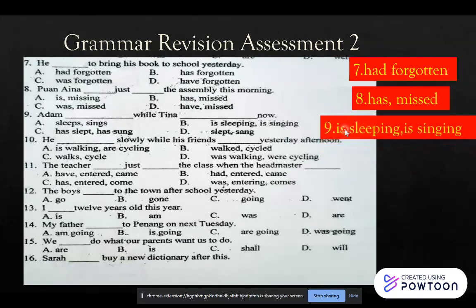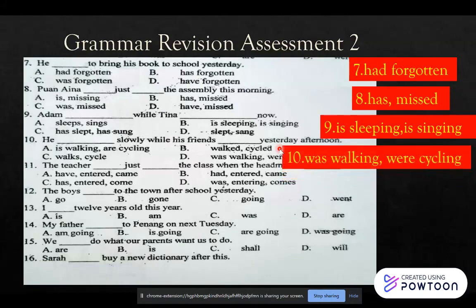The next one, number 9, we are using "is sleeping, is singing". Why are we using this? Because it is happening now. All right, it is happening now. It's in the present continuous tense. How do we know it's the present continuous tense? We see the keyword here, "now". All right, so "is sleeping, is singing".